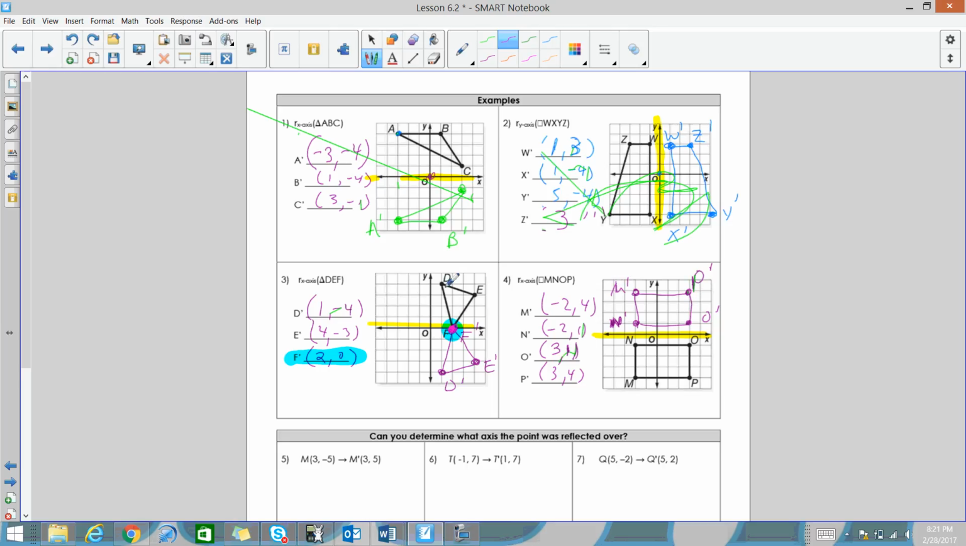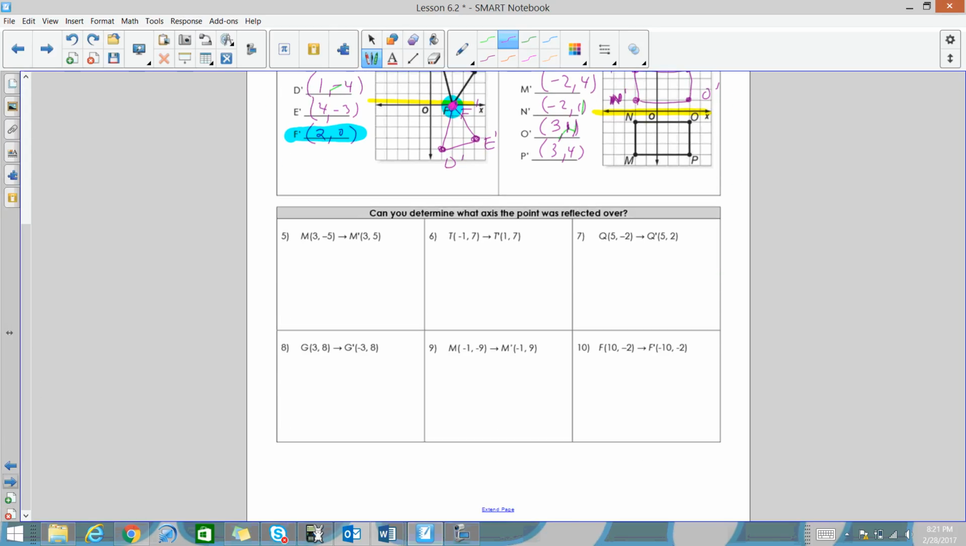Whereas everything else, D and E, so D prime, E prime, and all of this shape, M, N, O, P, are all at different points. But I just thought that was a fun one, kind of different to look at. So if you're on the axis that you're reflecting over, you actually do not even move. You just stay there.